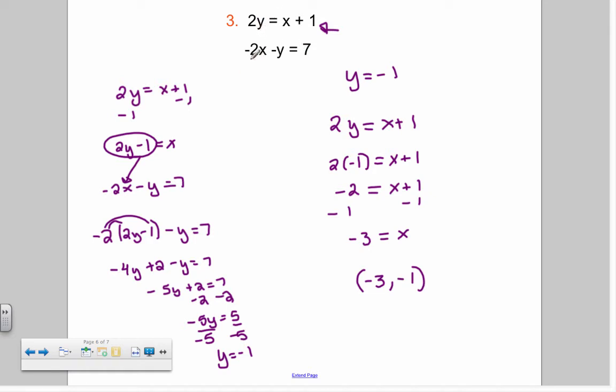Again, you could plug it into the opposite equation just to double check. You say, okay, if I want to plug this in, I get -2 times -3 minus -1, and that has to equal 7. -2 times -3 is 6. Negative negative becomes a positive, so I get 7 equals 7, and that's correct. So I just double checked with the opposite equation that I plugged it in for. So now I know that -3, -1 is my solution.